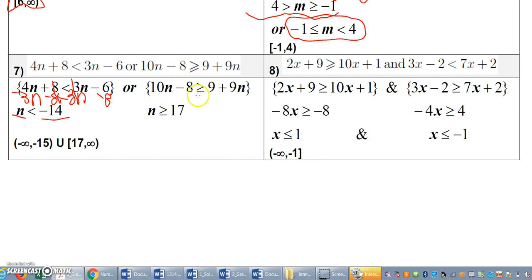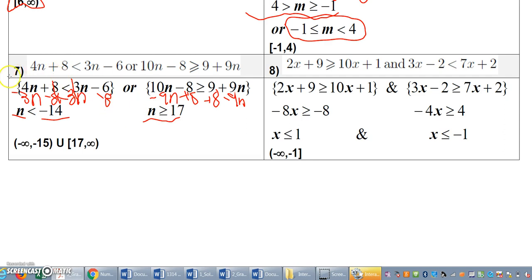Now the next one, I subtract 9n from both sides. So take 9n away here and 9n away here, and I get n on the left. And then I add 8 to both sides, so add 8 there, and then add 8 there, and I get 17 on the right. So I get n is greater than or equal to 17.